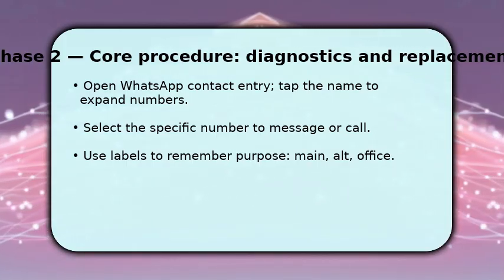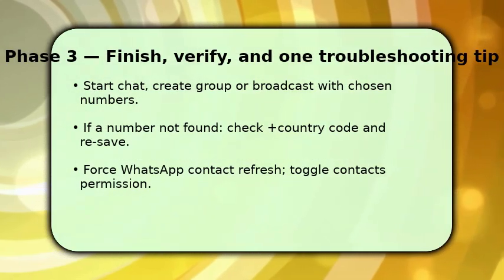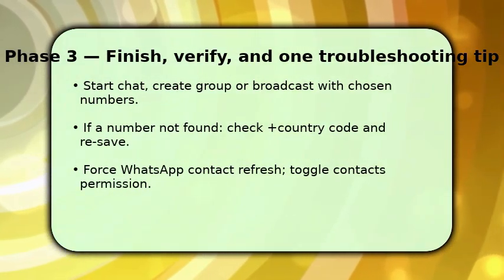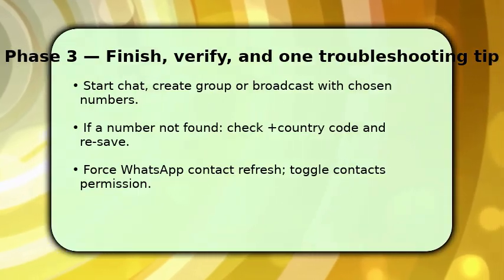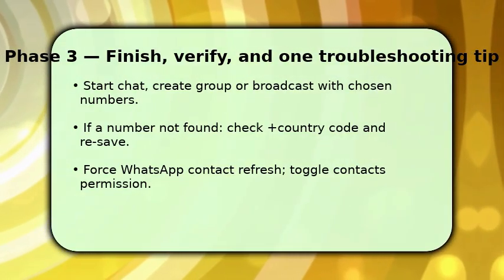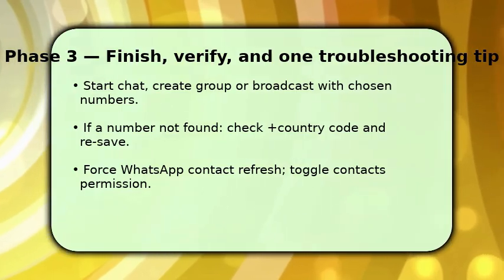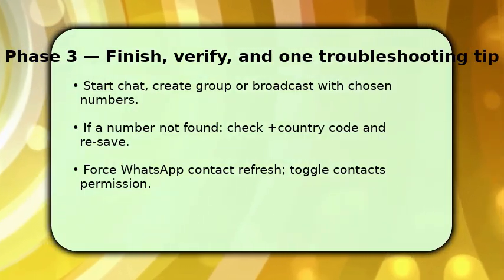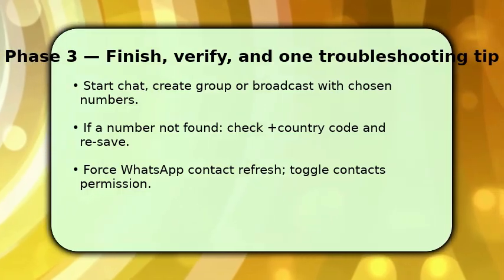To finish, start a chat or add the specific number to a group or broadcast list. Select the number from the expanded contact each time. If WhatsApp doesn't show one of the numbers, reopen contacts, confirm the plus country code, and resave. Sometimes saving again forces detection.